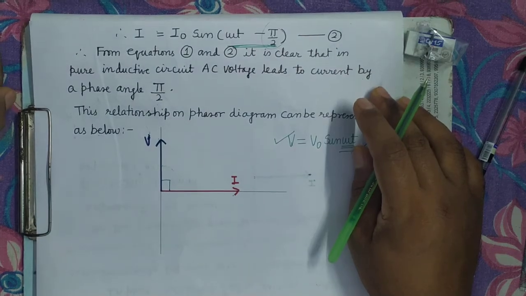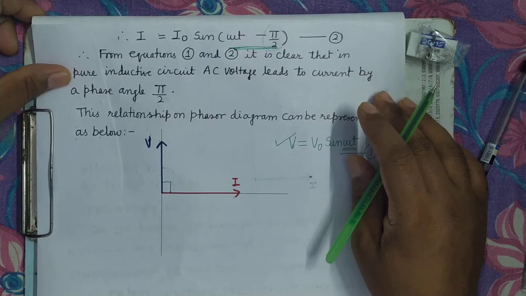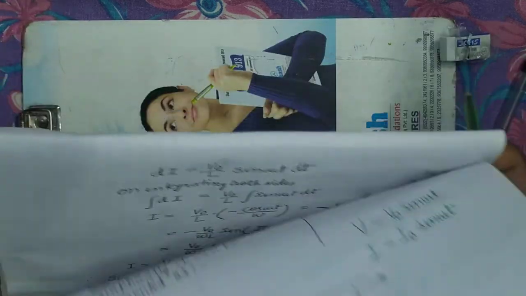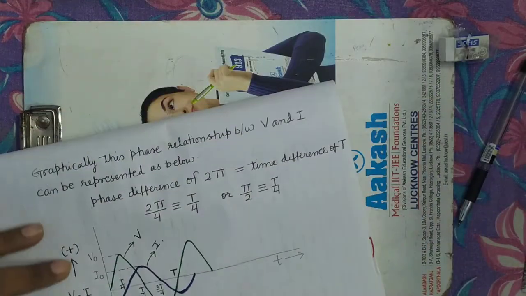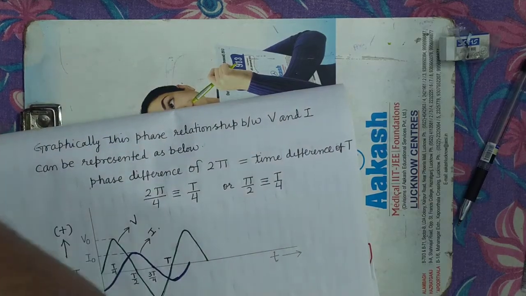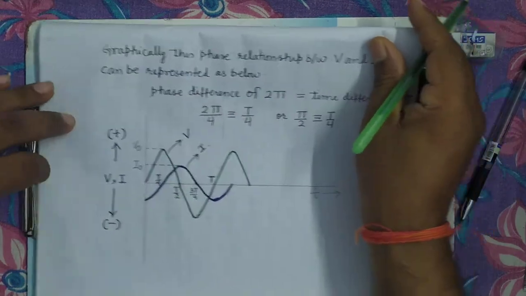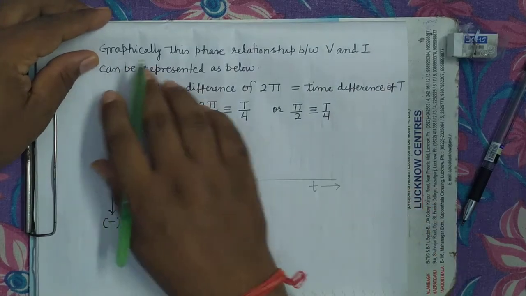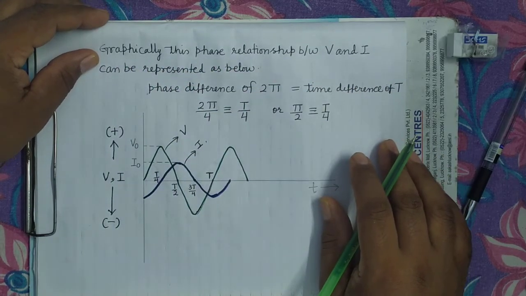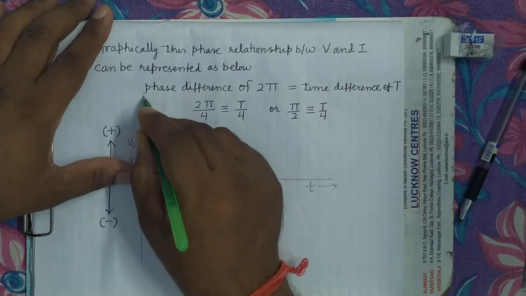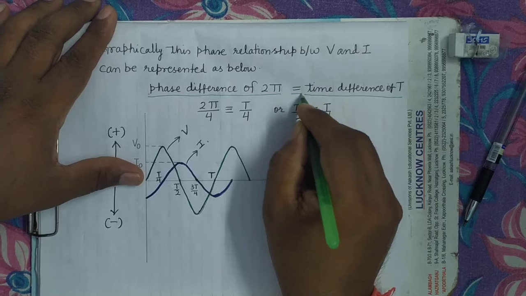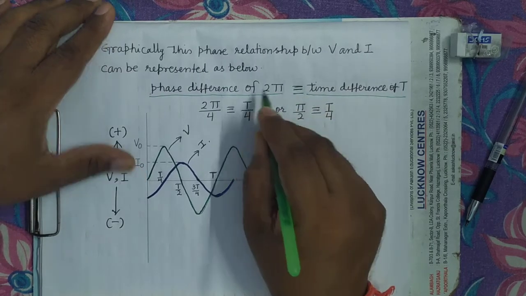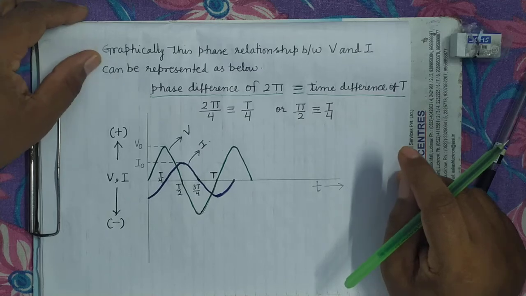Now, graphical representation means in terms of the sine curve. How will you draw it? You can see here how to represent it with the help of the sine curve, graphically, this phase relationship between voltage and current in a pure inductive circuit. This is a phase difference of 2 pi equals a time difference of T.